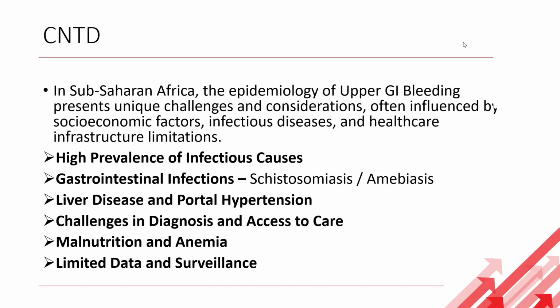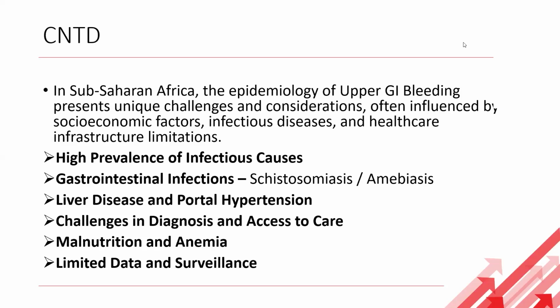This includes things like access to healthcare. And then you have infectious diseases, where we are looking at things like schistosomiasis and amoebiasis, which can also cause upper GI bleeding. And then you have your health infrastructure limitations. So, like I said, a high prevalence of gastrointestinal infections, things like schistosomiasis, amoebiasis, and H. pylori also falls in there. Liver diseases and portal hypertension tend to be quite common in sub-Saharan Africa. Then there are challenges in diagnosis and access to care.